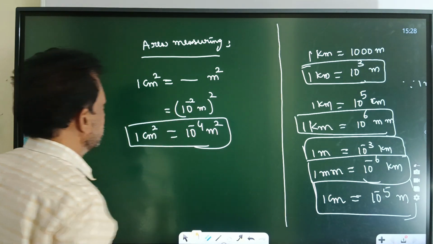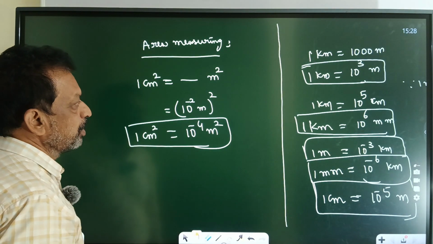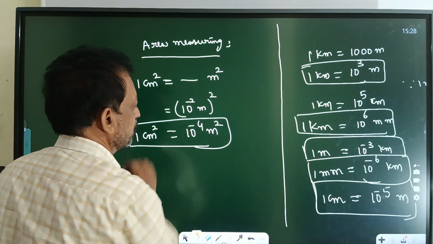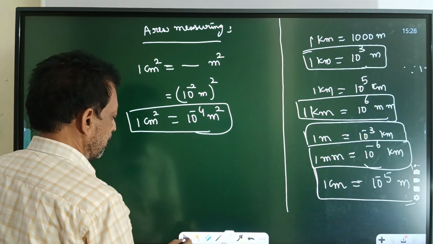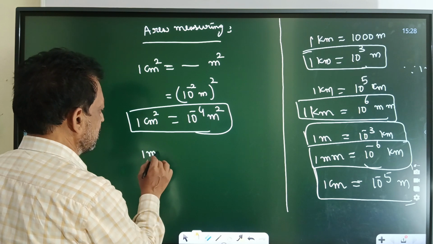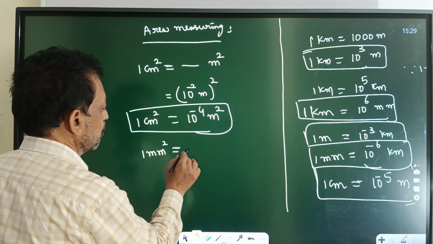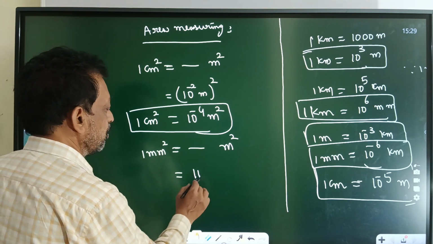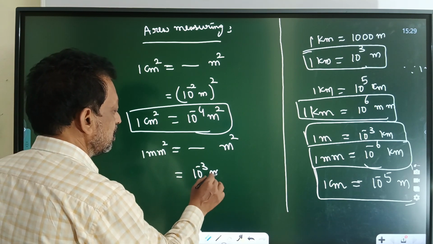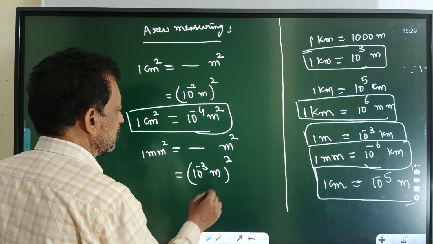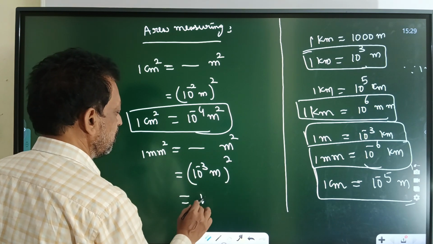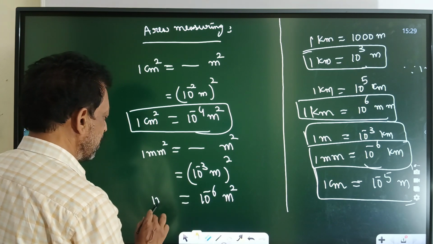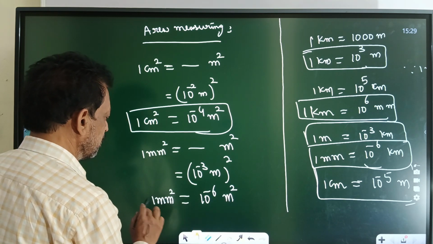So centimeter square can be written as 10 to the power of minus 2 meter whole square, that will give you this much. Now 1 millimeter square is equal to dash meter square. 1 millimeter is equal to 10 to the power of minus 3 meter whole square. That gives you 10 to the power of minus 6 meter square.